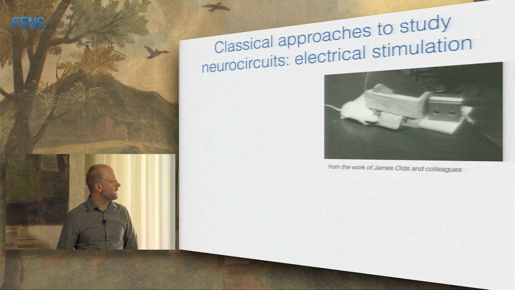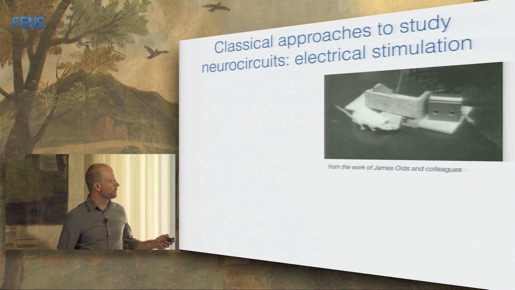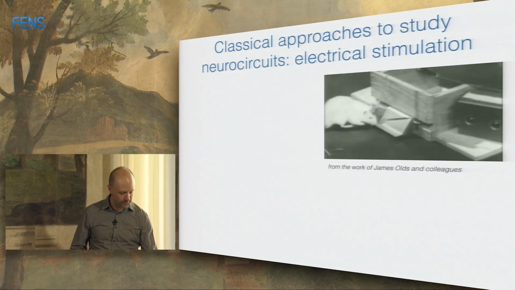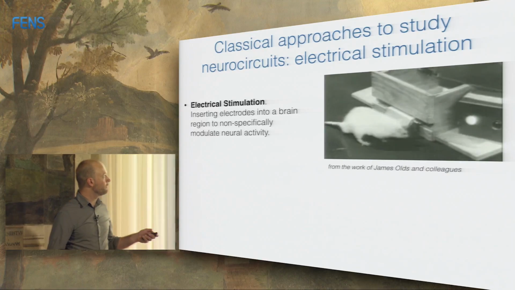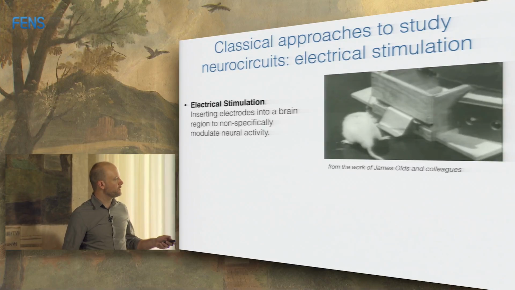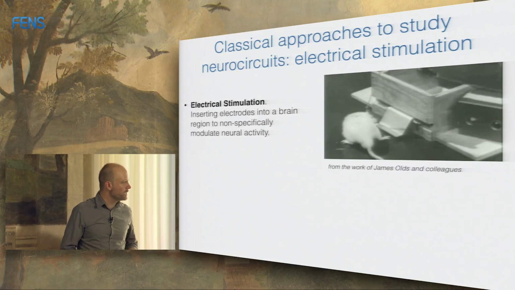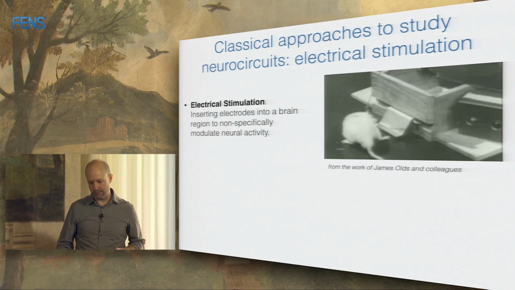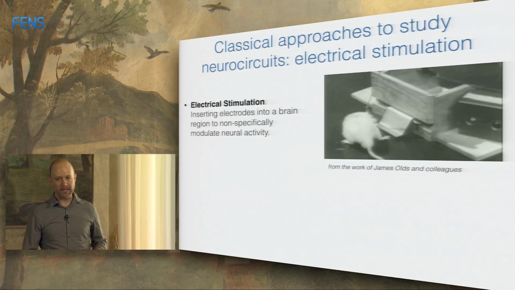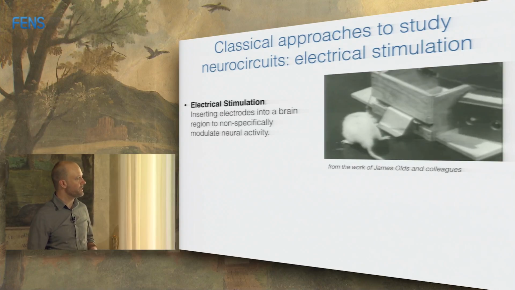So the second classical approach that I'd like to mention, which has been fundamental in furthering our understanding of brain-behavior relationships, is electrical stimulation. Essentially, you can insert an electrical stimulating electrode into a brain region and, again, non-specifically modulate neural activity. This is a video taken from the work of James Olds and Peter Milner and colleagues, one of the most fundamental and classical studies in neuroscience, conducted in the 1950s, where they showed that animals would learn to press a lever to receive electrical stimulation of a variety of different brain regions, such as the lateral hypothalamus and many others.